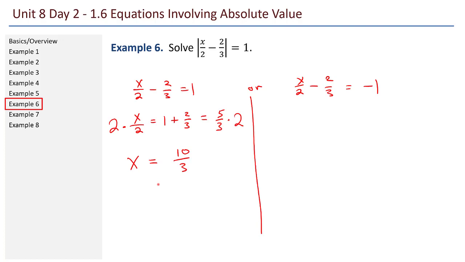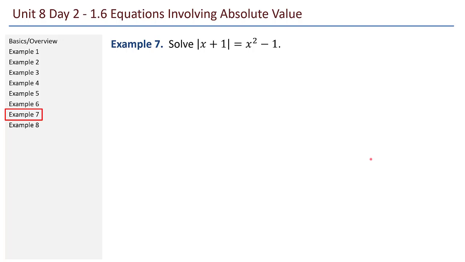I'll do something similar. So let's see, x over 2, I'll add 2/3 to both sides. Negative 1 plus 2/3. The common denominator is 3, so I have minus 3/3 plus 2/3. Let's see, minus 3 plus 2, that's negative 1/3. And then multiply both sides by 2, x equals negative 2/3. There we go. Those are our two solutions.